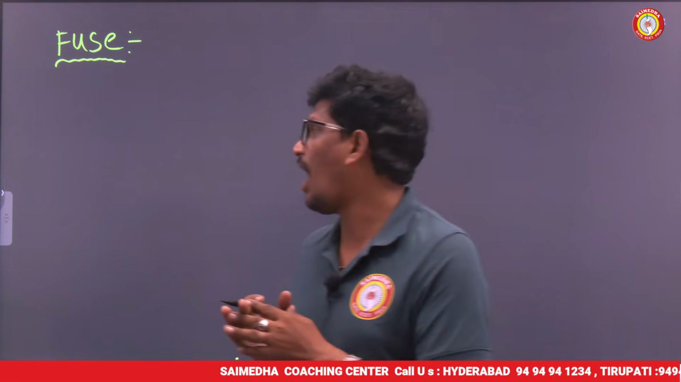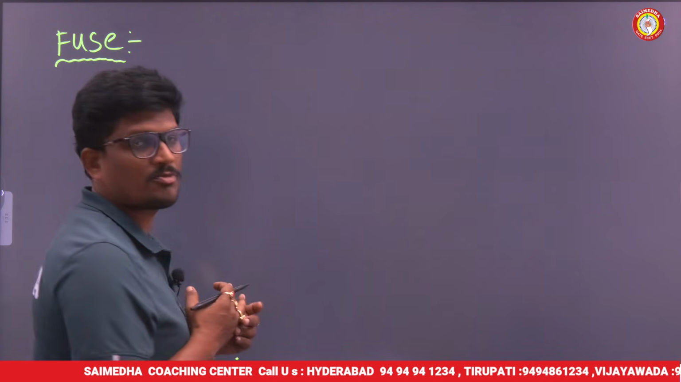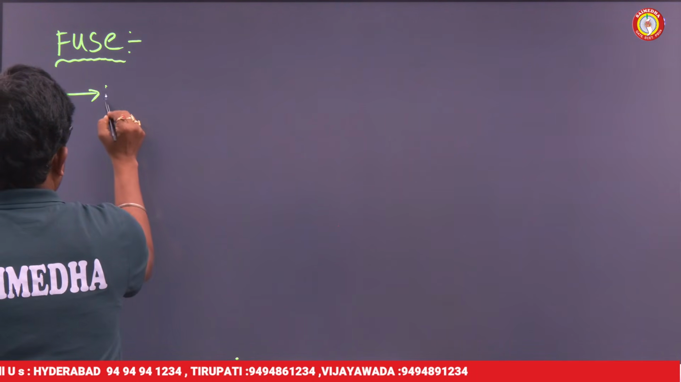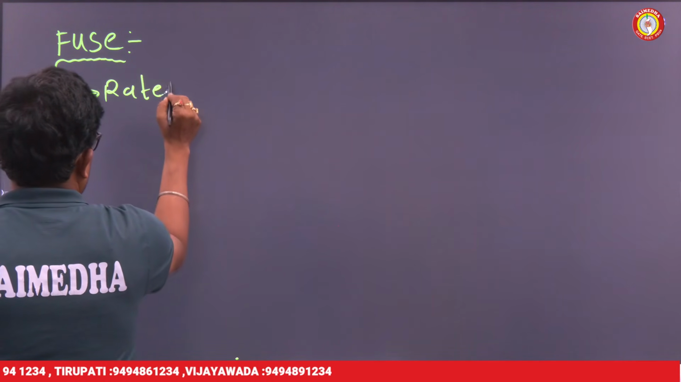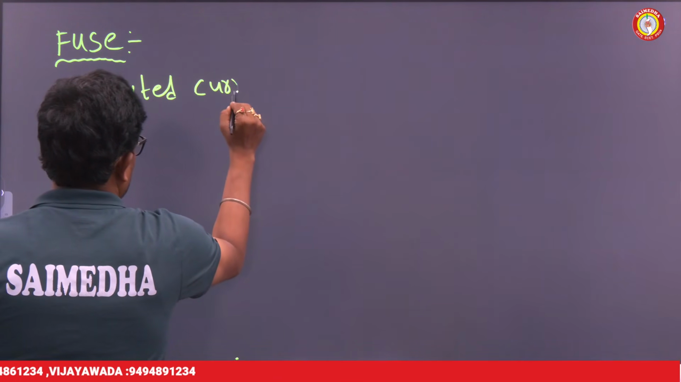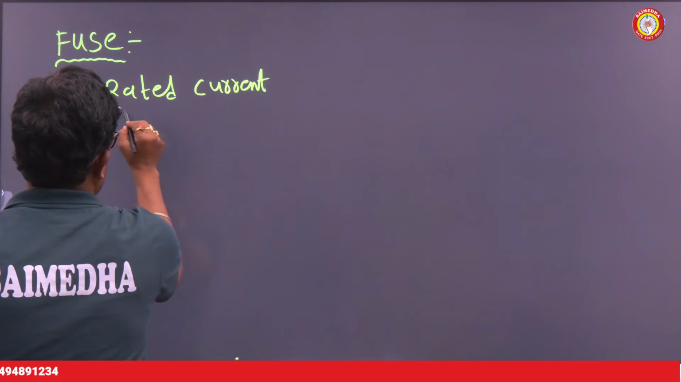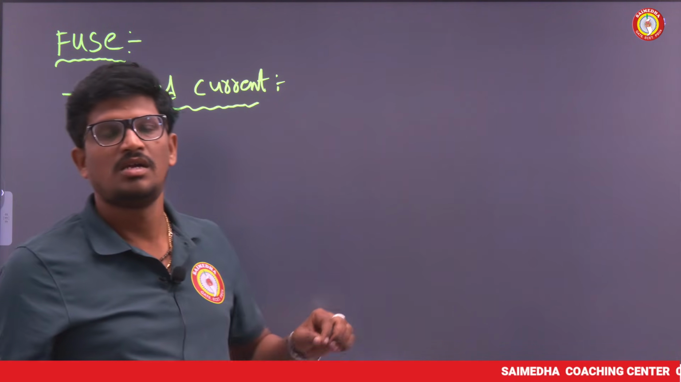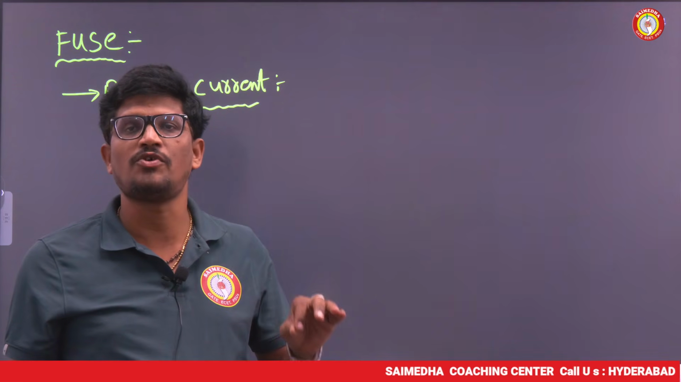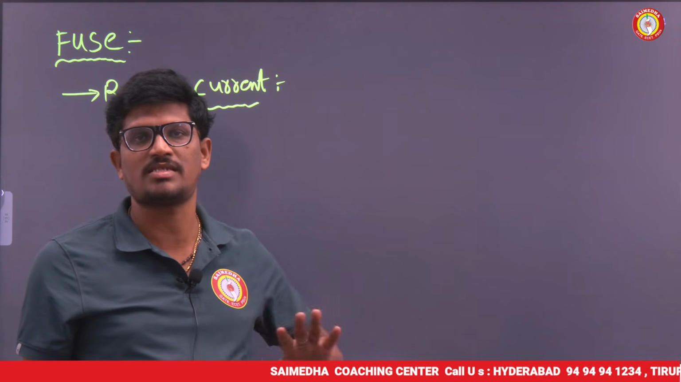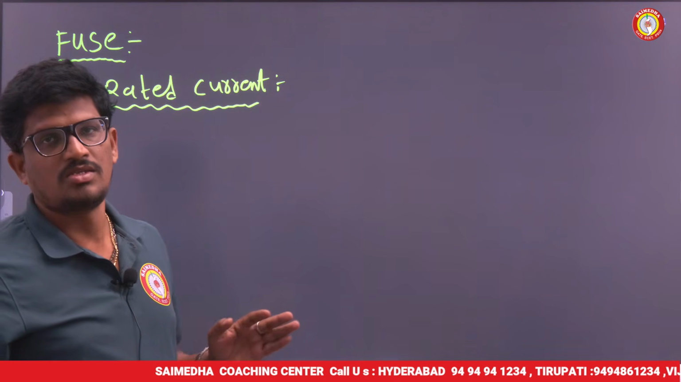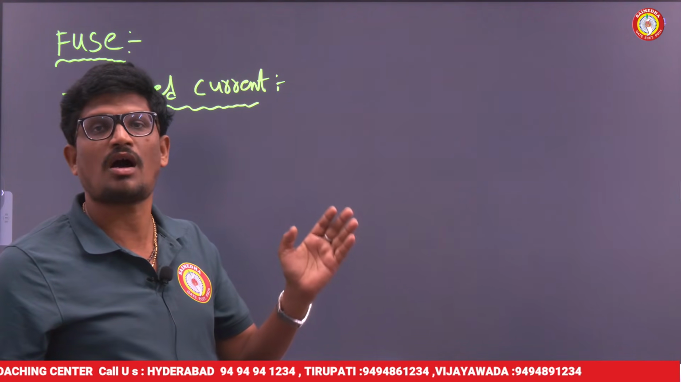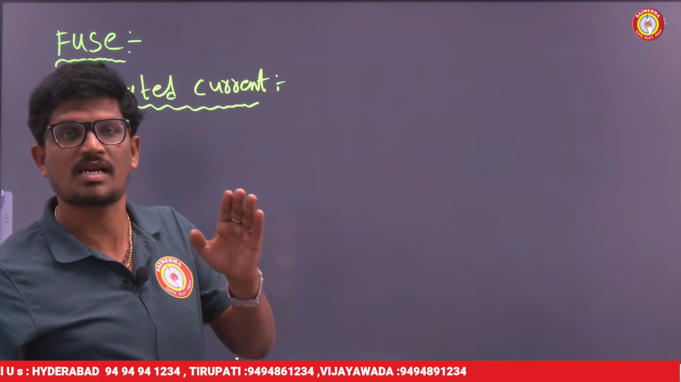Okay, done. And in the case of a fuse, we have discussed some important definitions. The first definition is rated current. So students, what is meant by rated current? Rated current is nothing but the maximum current flowing in a fuse element without the fuse element melting. That is called rated current.